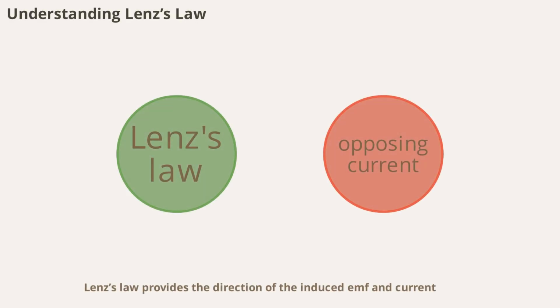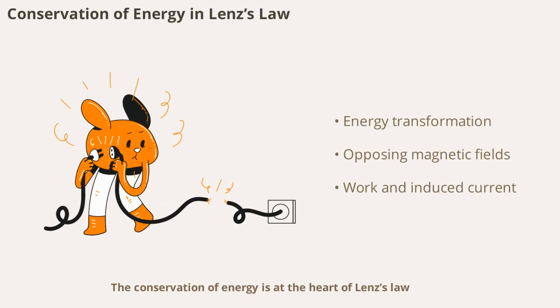Lenz's law provides the direction of the induced EMF and current. It states that the induced current always flows in such a direction that it opposes the change in magnetic flux that produced it. This is why the negative sign appears in Faraday's law. Lenz's law is a direct consequence of the conservation of energy, ensuring that the induced current creates a magnetic field opposing the original change. This principle is essential for understanding the behavior of circuits and devices that rely on electromagnetic induction.